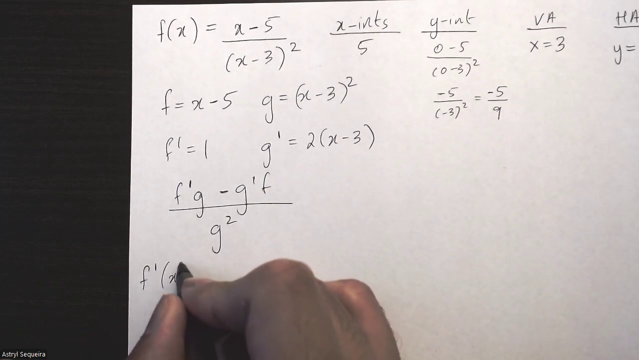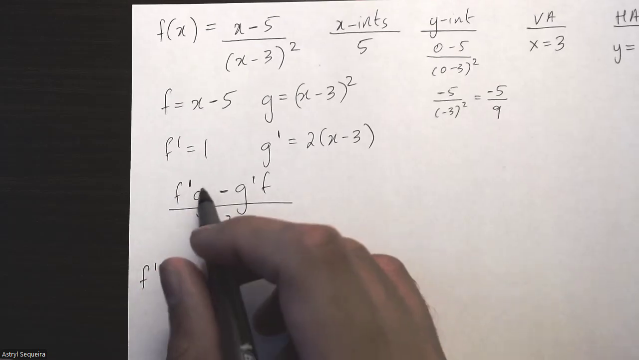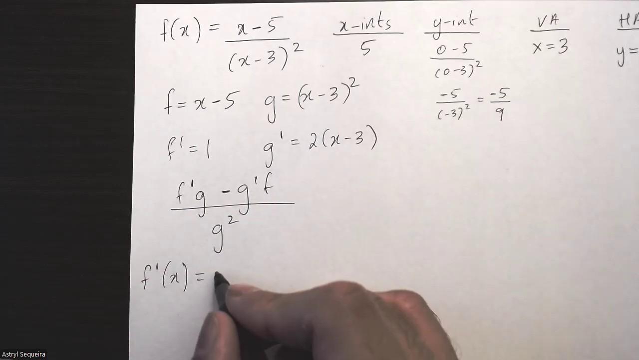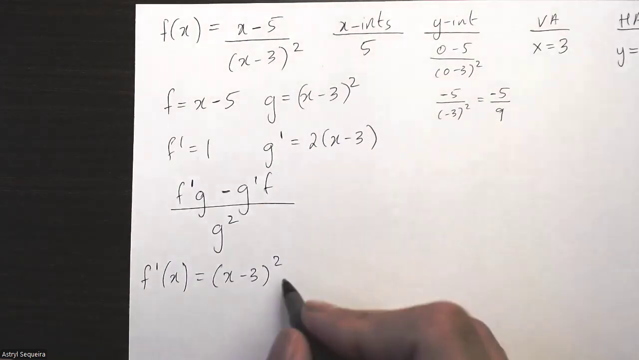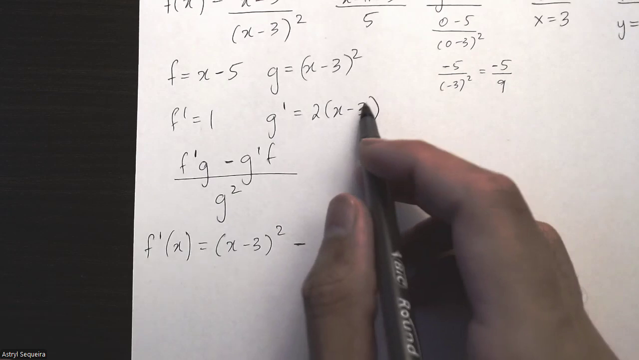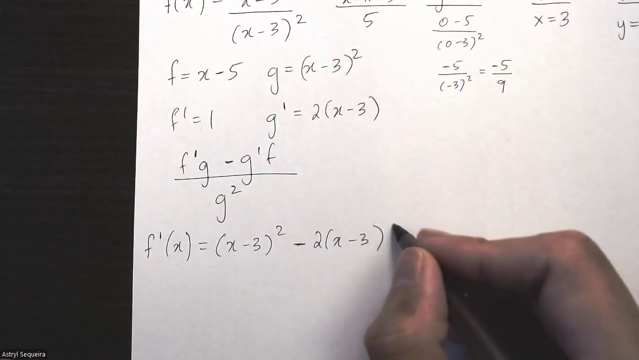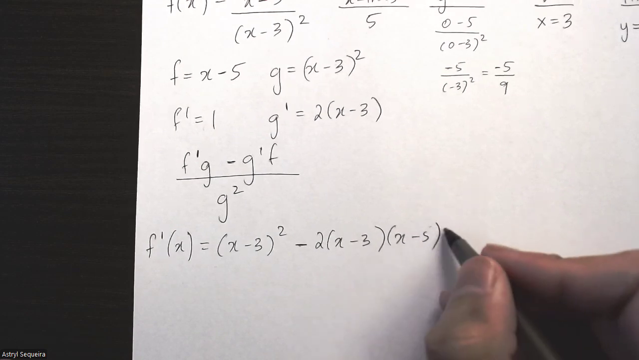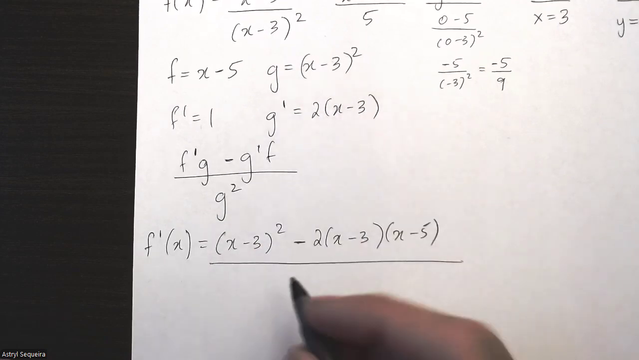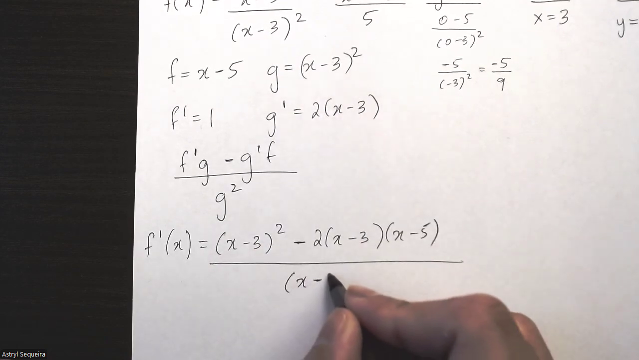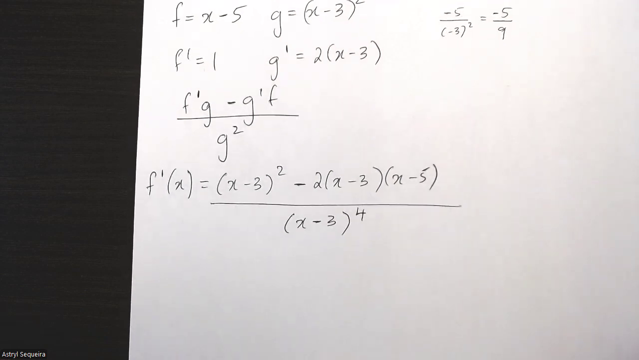So let's sub this in now. F prime is just 1. G is x minus 3 squared, so 1 times x minus 3 squared, basically that times that, minus g prime times f, divided by g squared. So g is x minus 3 squared. If I square that, I will get x minus 3 to the power of 4.